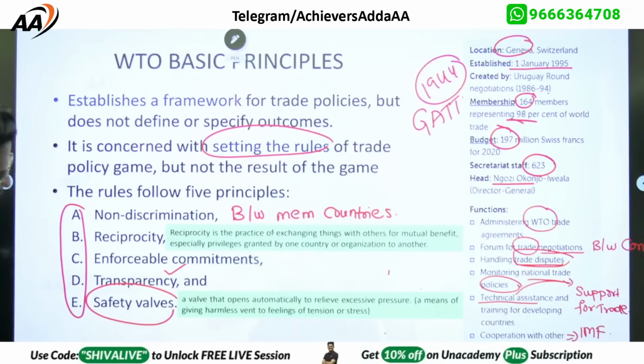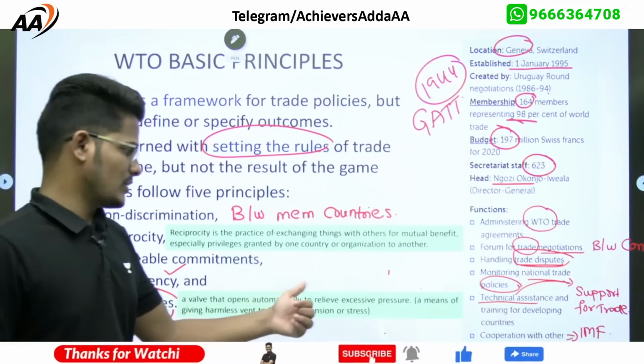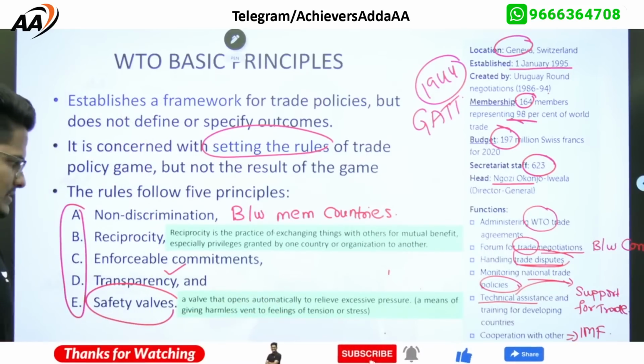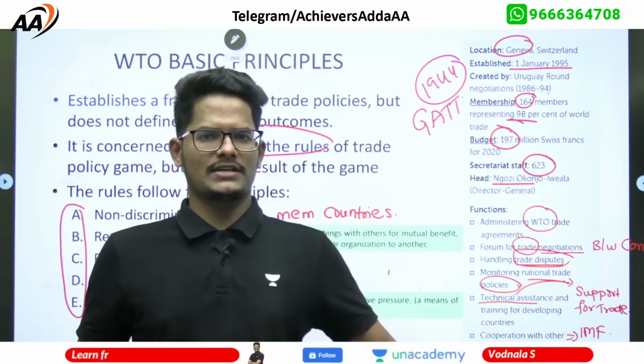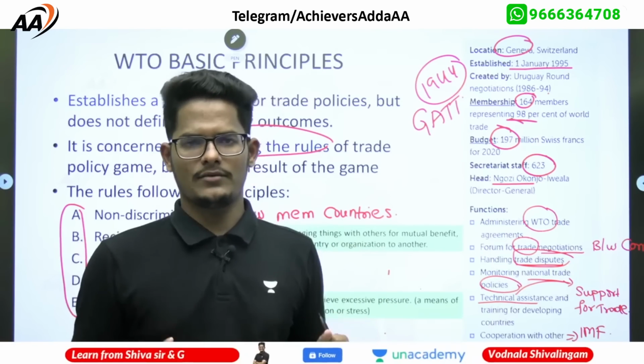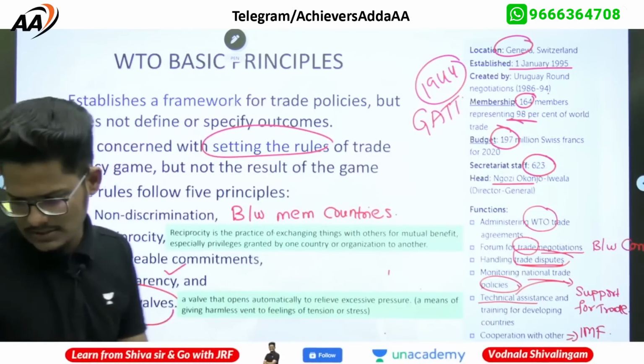And safety valves. What are safety valves? A valve opens automatically to relieve excessive pressure. It means giving relief to your feelings and the tension of others. Safety valves means giving an assurance that no mistake is going to happen. You are secured for doing trade in this country, that country, across the 164 countries.